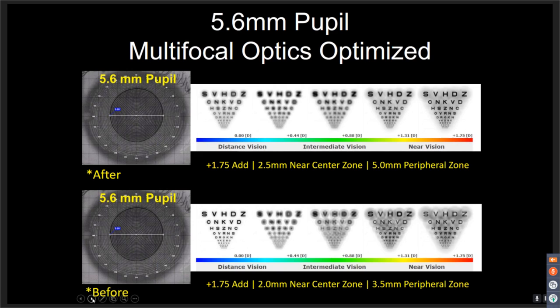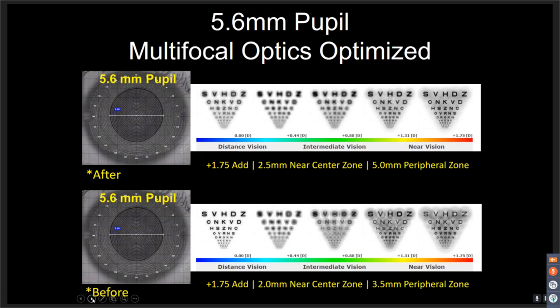So we changed it from a 2 millimeter center zone with a 3.5 peripheral zone. And we just opened up the center a little bit to 2.5. And we changed the peripheral zone to 5. And you can see the difference that it made. The distance you lost a little bit, not a lot, but you lost some, but it certainly enhanced the near.